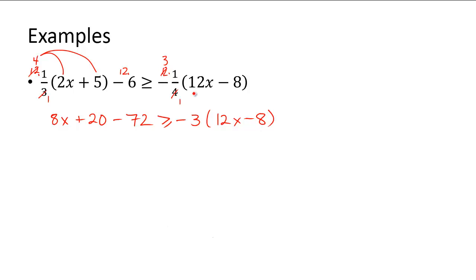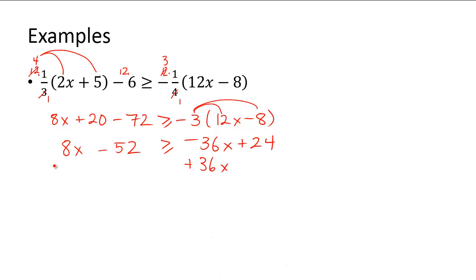So we can multiply this out, giving us negative 36x plus 24. And this side's all the same, but let's just put these numbers together. 20 minus 72, giving us negative 52. Now we can start to get our x's together. Let's add 36x. So we've got 44x minus 52 greater than or equal to 24.